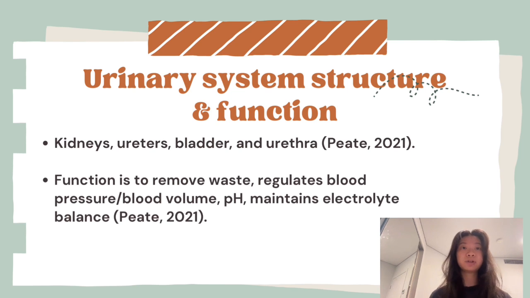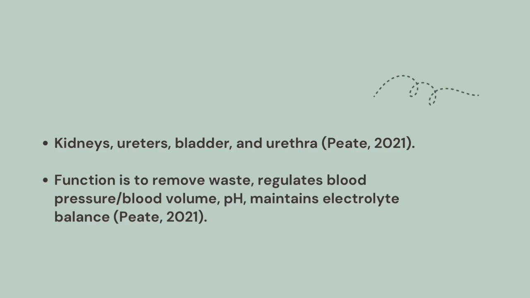So the kidneys filter blood, remove waste, produce urine, and secrete renin to help control blood pressure. And the ureters, they're 2 tubes that carry urine from the kidneys to the bladder using peristaltic contractions. So the urinary bladder is a muscular sac that temporarily stores urine before it gets excreted through the urethra. The urethra is the tube that carries urine from the bladder out of the body.